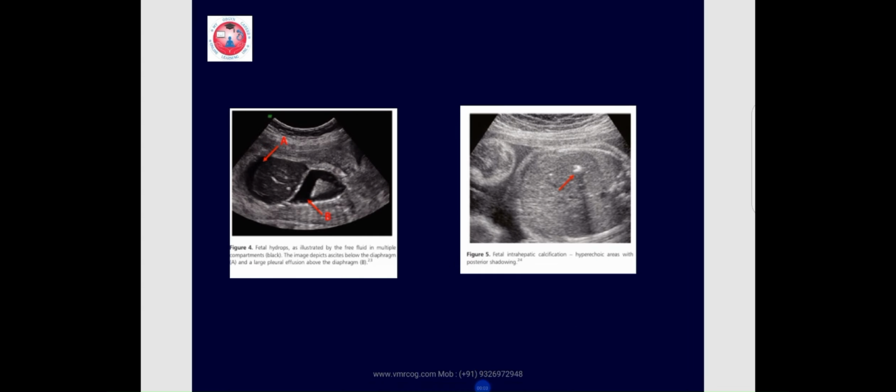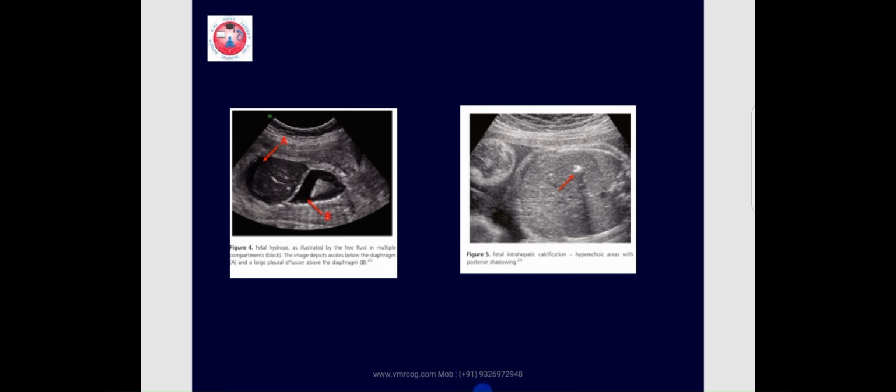So look at these two pictures. On the left-hand side you have an image which shows free fluid in multiple compartments. The image shows the ascites below the diaphragm. Wherever A is mentioned, you can see the ascites. The arrow with B shows the pleural effusion. Inside you can see lung tissue, which is surrounded by the pleural effusion, that is on the left image. Now come to the right image.